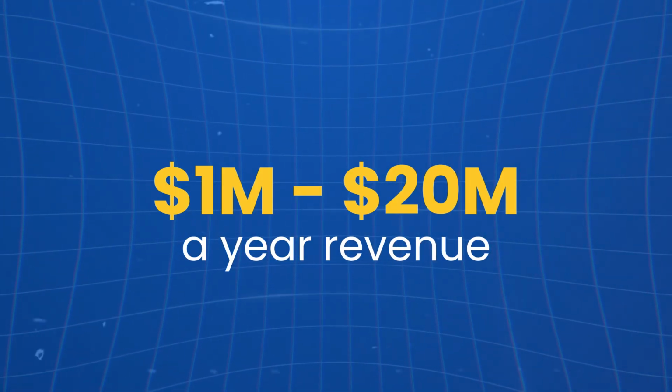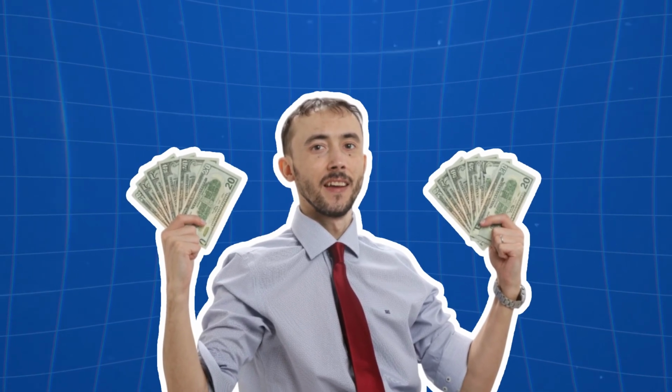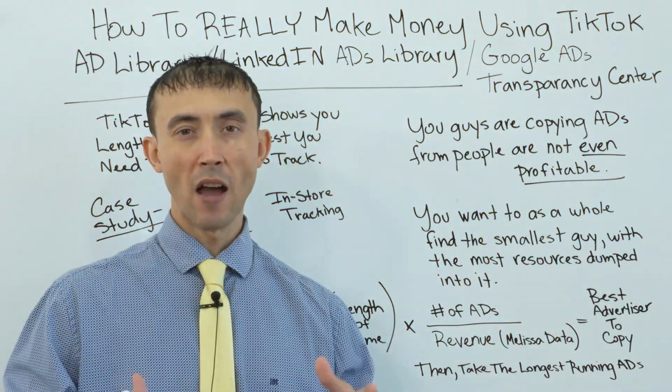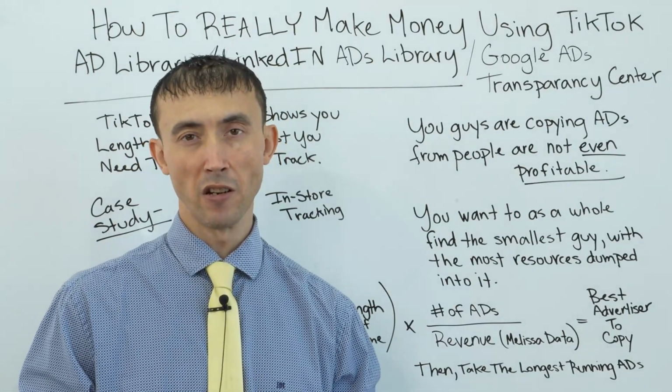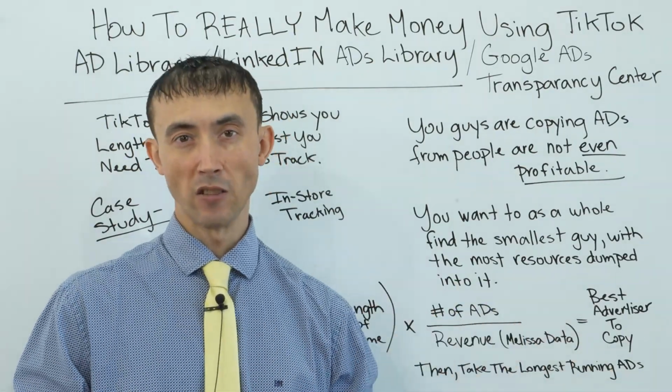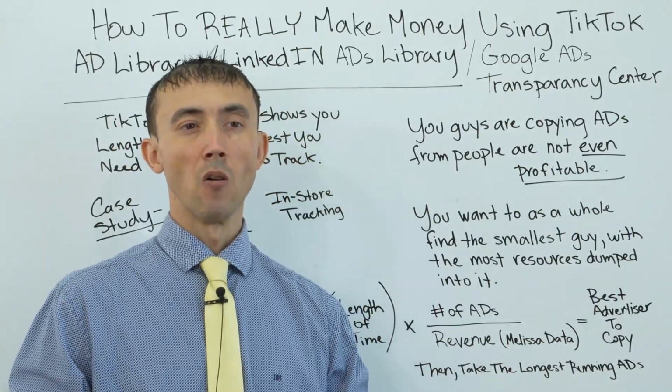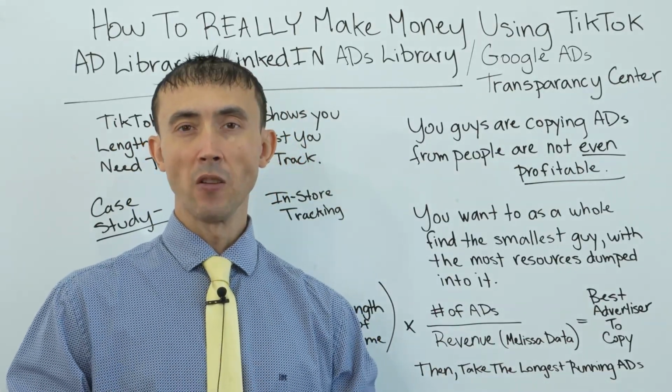These companies typically are the ones making money with their ads, because if they weren't, they couldn't keep the amount of overhead that they have going, given that ads are probably a big part of where the revenue actually comes from. And if they didn't do that right, they wouldn't be a $5 or $10 million a year company. They'd be stuck at 500,000 or 300,000, making money off of referrals only, that kind of thing. So you want to find the middle. Now, that middle though, it's not so obvious.